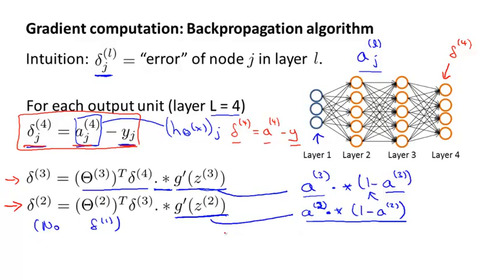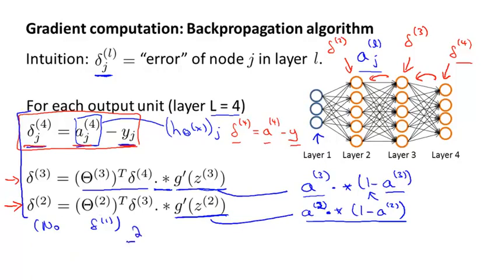The name backpropagation comes from the fact that we start by computing the delta term for the output layer, and then we go back a layer and compute the delta terms for the third hidden layer, and then we go back another step to compute delta 2. So we're backpropagating the errors from the output layer to layer 3 to layer 2, hence the name backpropagation.